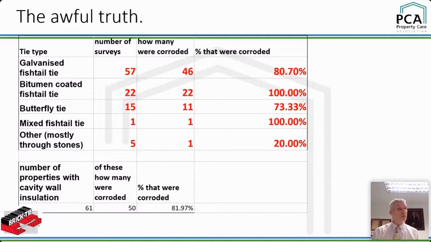And boys will be boys, and maybe they might not see them thoroughly. I don't know. I'm not looking over the shoulder every minute of the day. So there might be underestimates. So we've got 57, 22 bitumen coated, all of those 100% rusty.